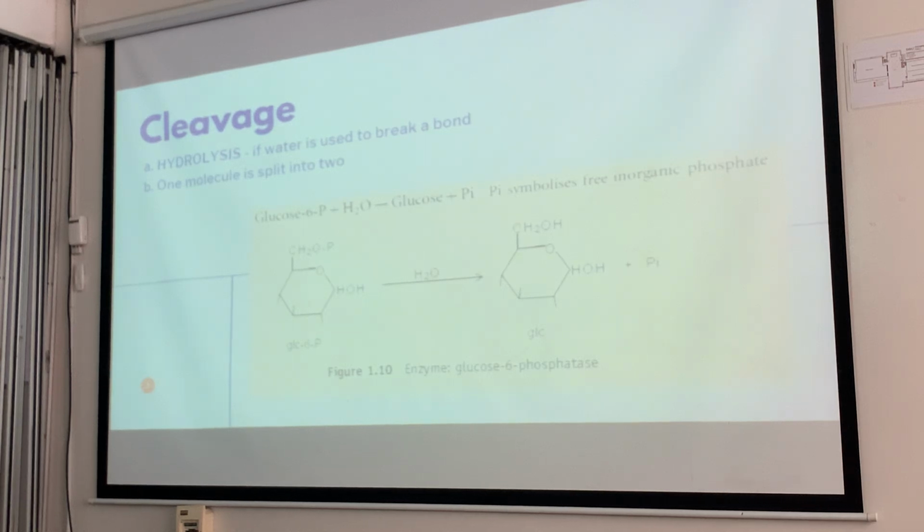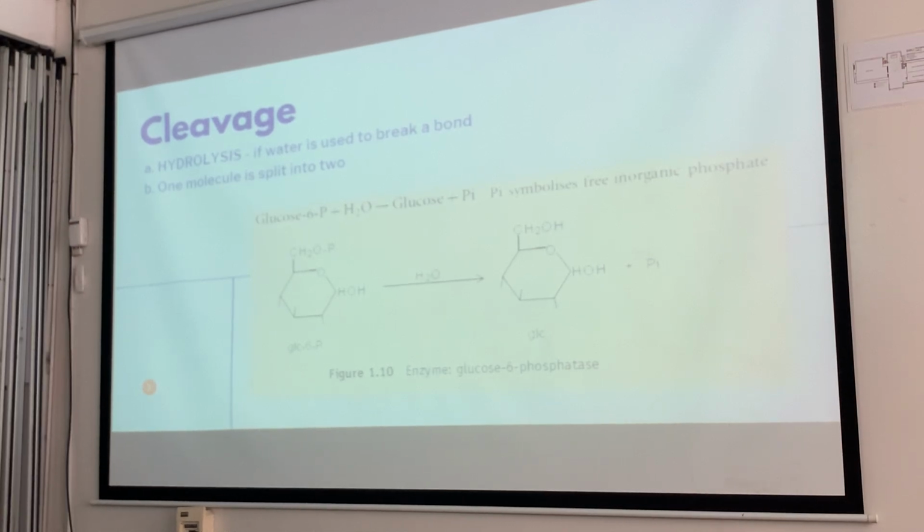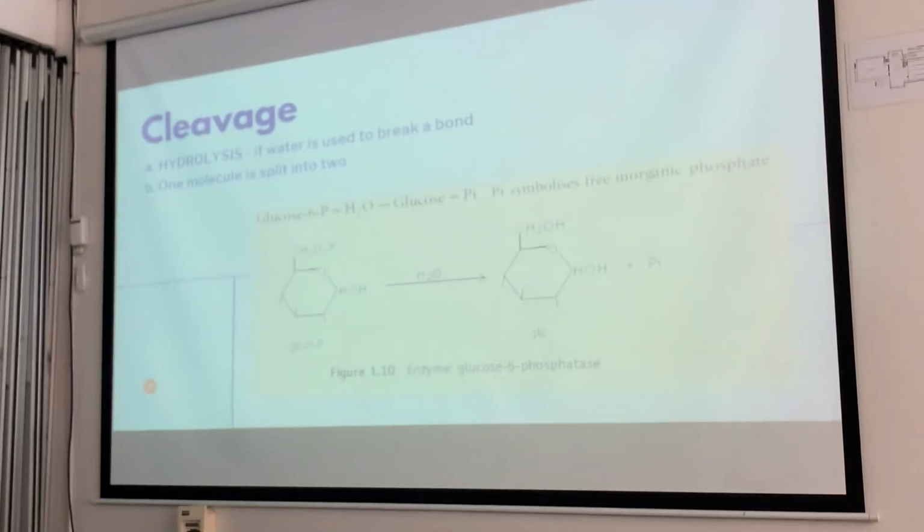What is cleavage? There is a breakdown. Okay? So meaning you split something. A very common reaction that is a cleavage reaction is hydrolysis. What is hydrolysis? You use water to break a bond.